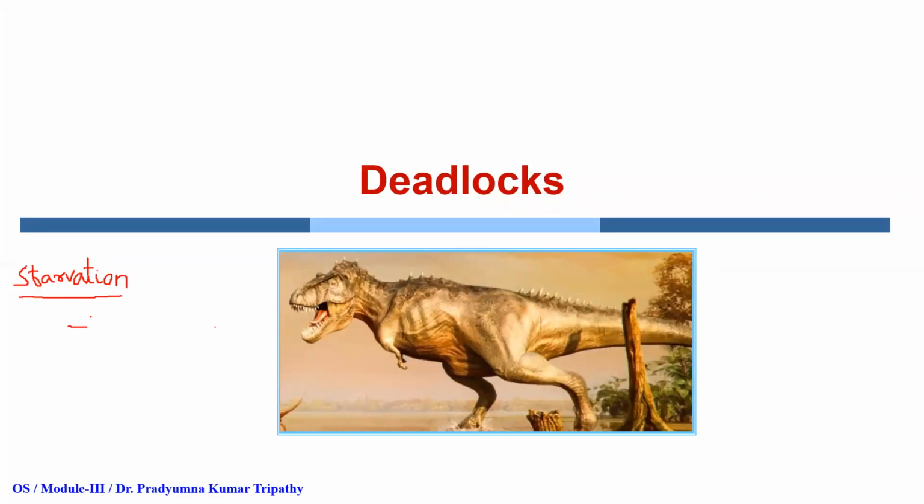Anyone else can say? Anyone else who can say what is starvation? Starvation occurs if a process is indefinitely postponed. This may happen if the process requires a resource for execution that is never allotted, and the process is never provided the process of the same.